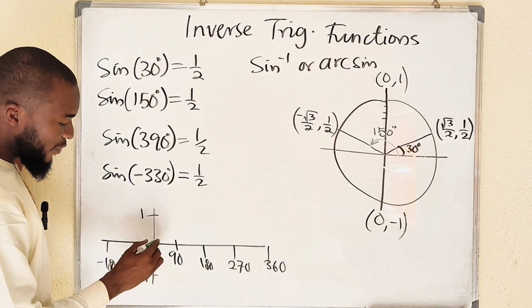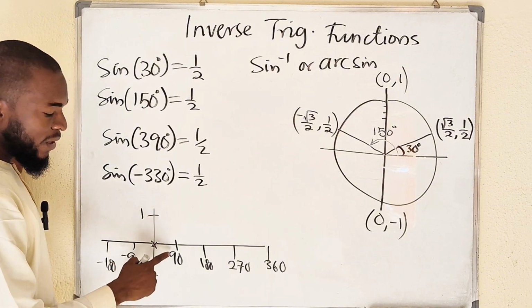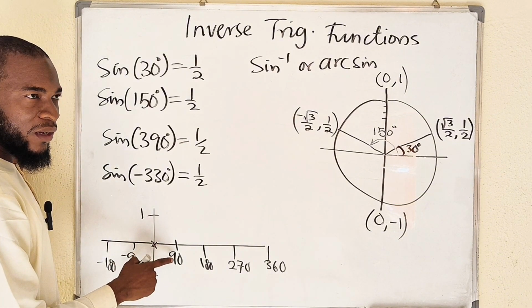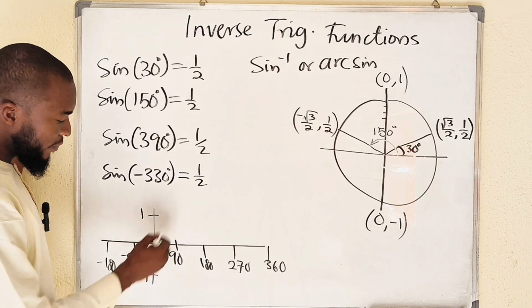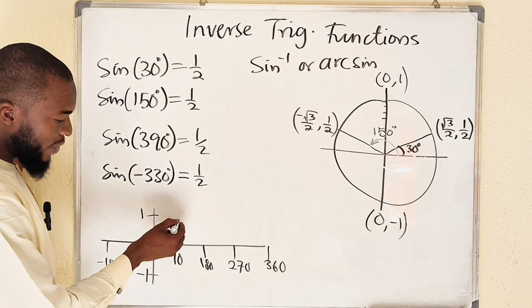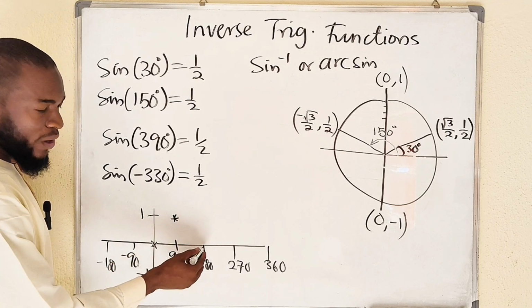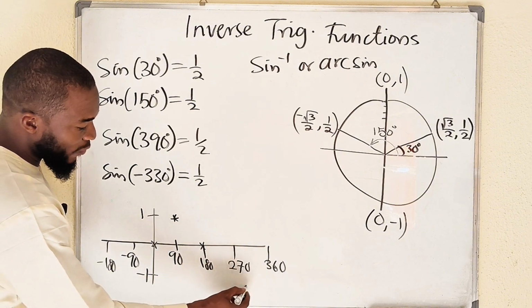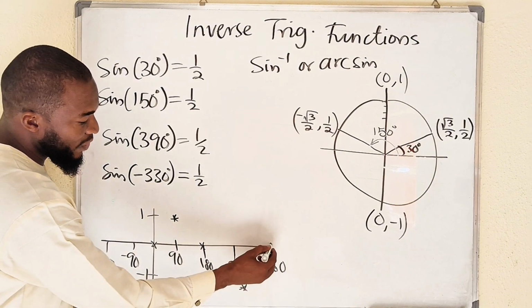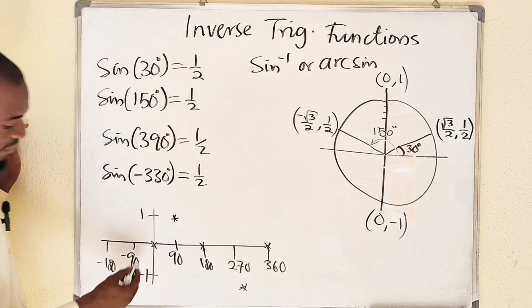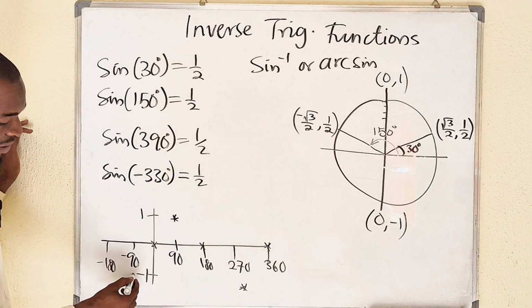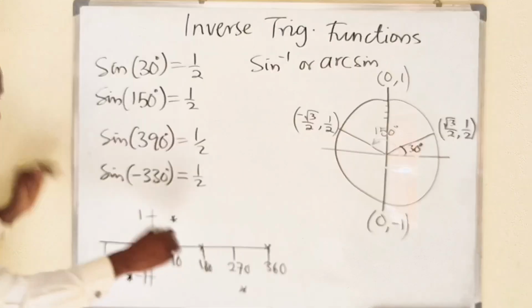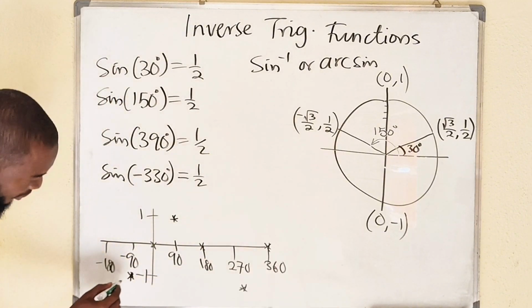Sine of 0 is 0, so we place a star here. Sine of 90 degrees is 1. So under 90 degrees, we have 1 here. 180, we have 0. 270, we have negative 1. 360, we have 0. If you come here, negative 90 degrees, you have negative 1. So you have infinitely many points, but let me just connect this.